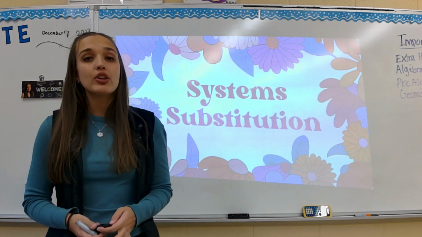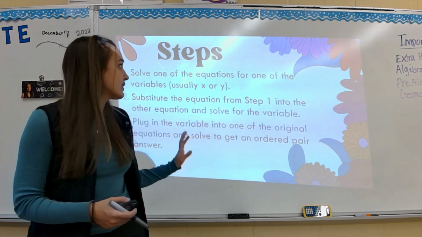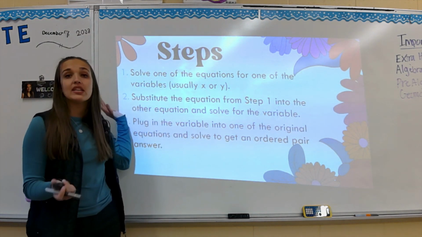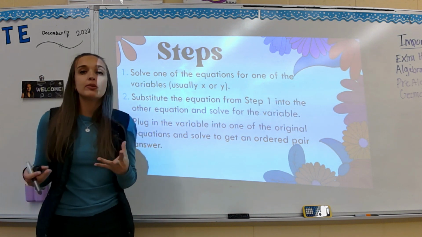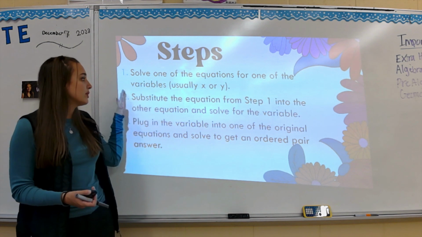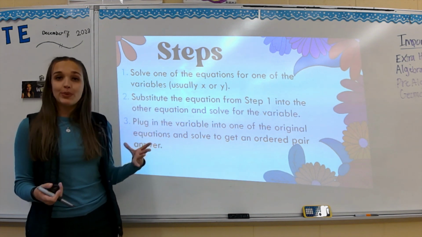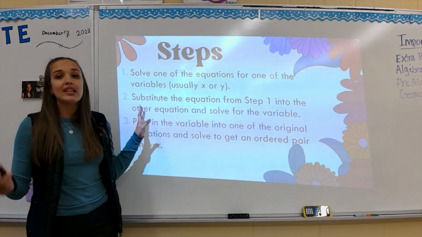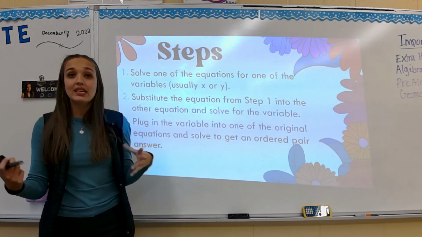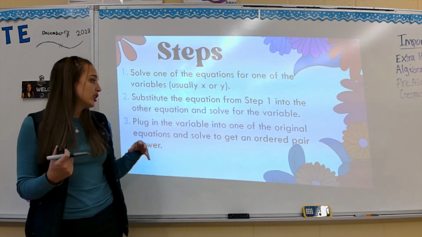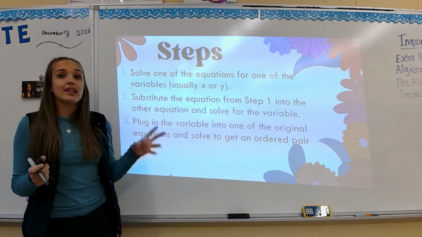So as always, we need to look at the steps. For the steps of a systems problem, we want to solve one of the equations for one of the variables. This could either be the x or the y. I know we're used to putting it into slope-intercept form, getting the y by itself, but we can also get the x by itself. Once we get that equation with the variable isolated, you're going to plug it into the other equation. Don't plug it into the equation you just manipulated. Put it into the other equation, and then you're going to solve for that variable.